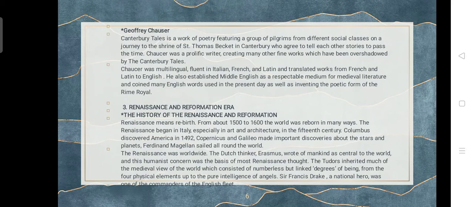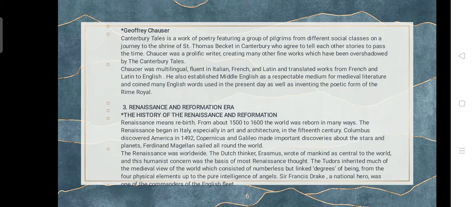Third, Renaissance and Reformation era. The history of the Renaissance and Reformation. Renaissance means a rebirth from about 1500 to 1600. The world was reborn in many ways. The Renaissance began in Italy, especially in art and architecture.